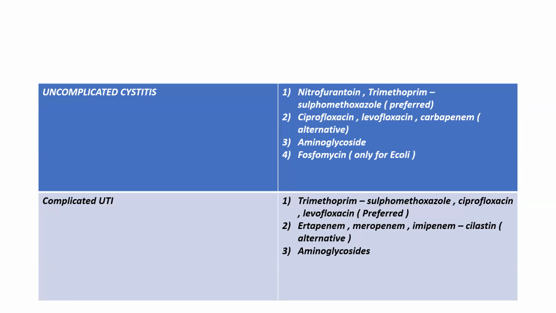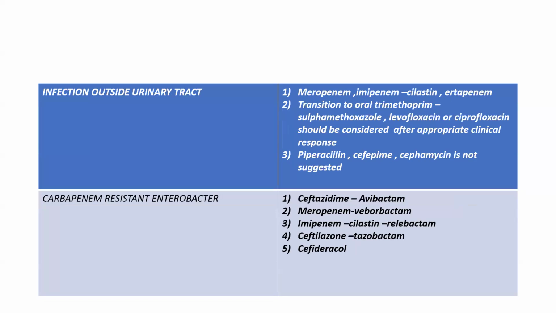If we are dealing with complicated UTI, then the treatment options are trimethoprim-sulfamethoxazole, ciprofloxacin, and levofloxacin. Alternative agents are ertapenem, meropenem, imipenem-cilastatin, and aminoglycoside. For infections outside the urinary tract, the options are meropenem, imipenem-cilastatin, and ertapenem. Once we are getting the appropriate clinical response, we can switch to oral trimethoprim-sulfamethoxazole, levofloxacin, and ciprofloxacin. Piperacillin-tazobactam, cefepime, and cefamycin are not suggested.